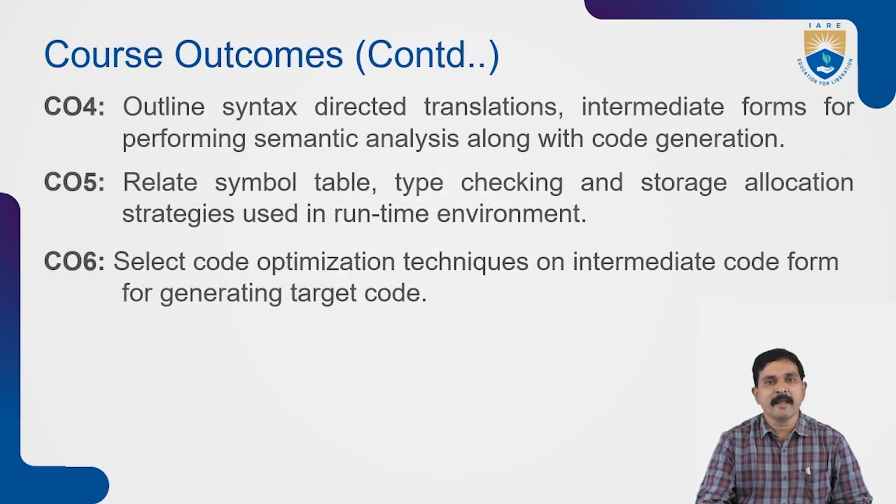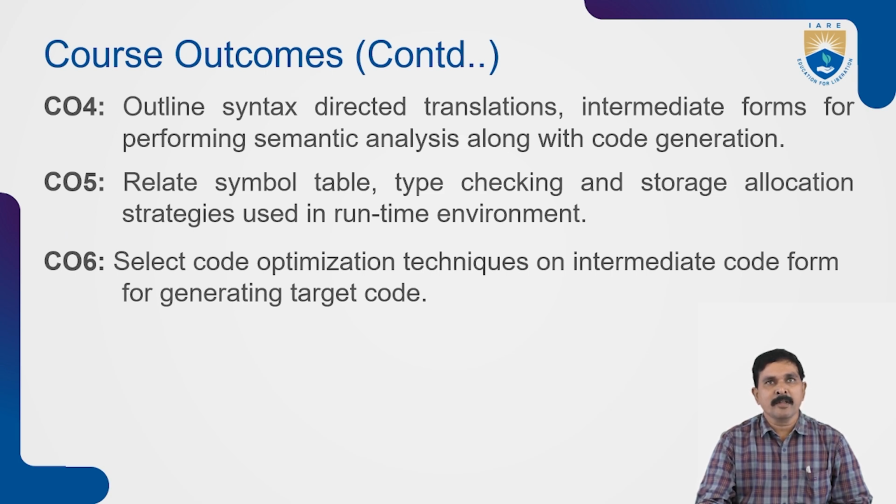After verifying the syntax of the programming language statements, the language statements can be converted into some intermediate forms. Here we use various concepts like quadruples, triples, indirect triples, syntax tree, etc. That information is covered in the fourth module. From the fourth module, the students are able to achieve another outcome, CO4. This outcome is: outline syntactic translations and intermediate forms for performing semantic analysis along with code generation.